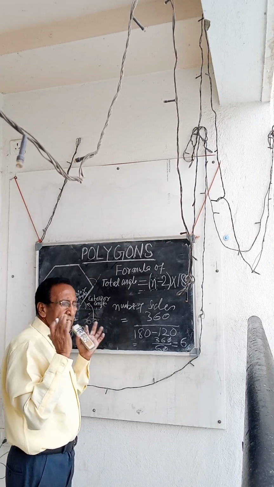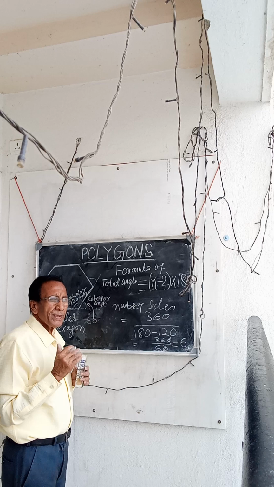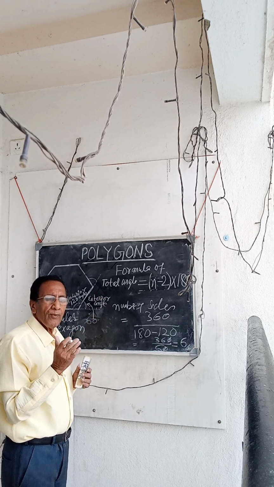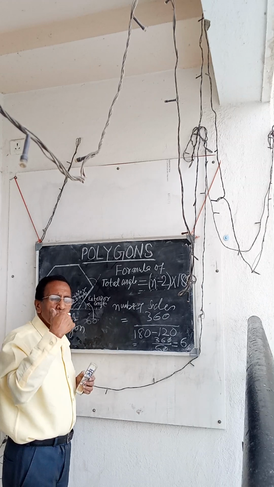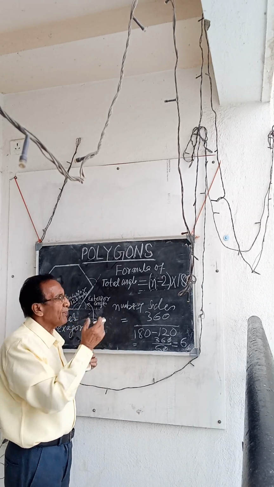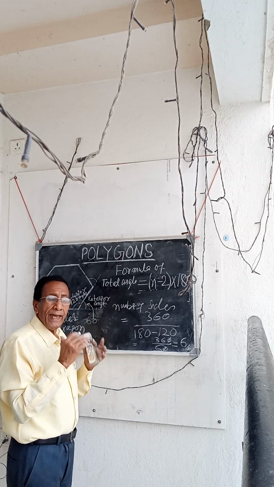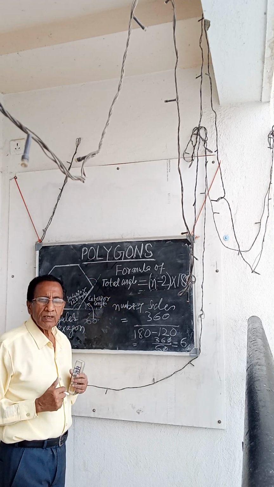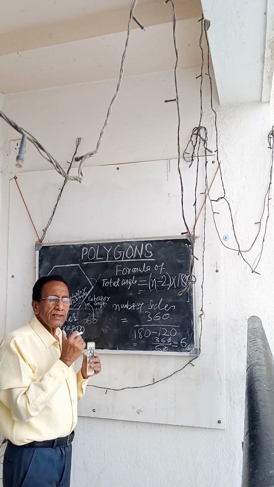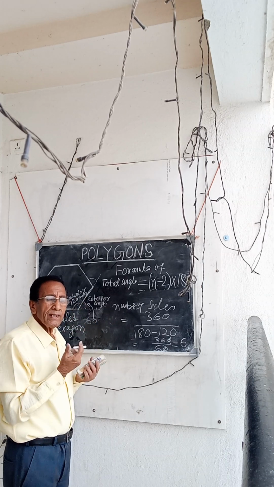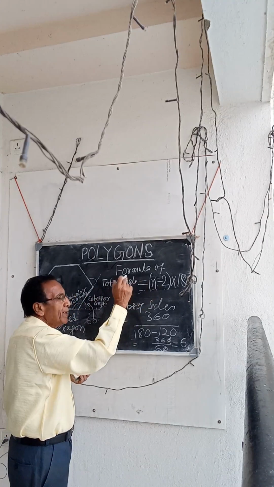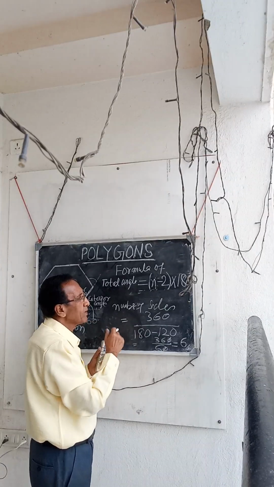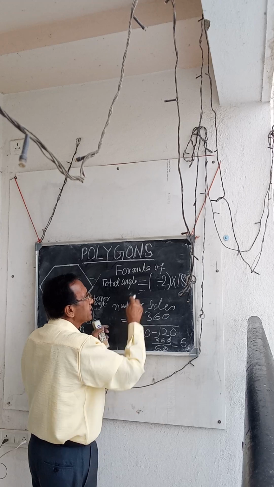Now, to understand the polygon, we will have to understand the 2 main formulas. One formula for angle, another formula for sides. One formula is related with the angles. In that case, sides will be given. When we have to find the internal angle or total angle, sides will be already given. For example, number of sides given is 6.